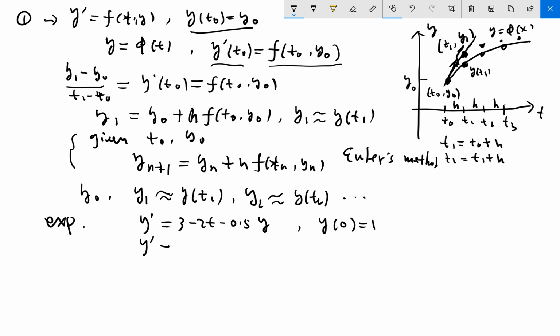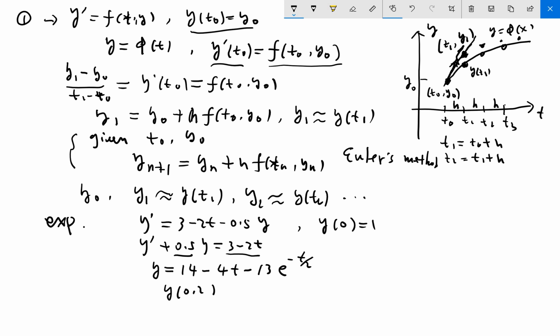To solve a linear equation, you have to write it in this form. Remember, this we call P, this we call G. Using the formula we learned before, we can find y and solve exactly. I'm not going to solve that here. The solution is 14 minus 4t minus 13 e to the minus t over 2. This one we do know how to solve exactly. If I want to find y at t equal to 0.2, you just replace t by 0.2, and you find that it is 1.43711.